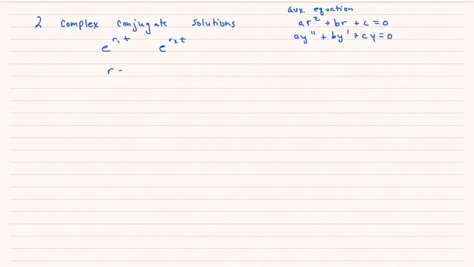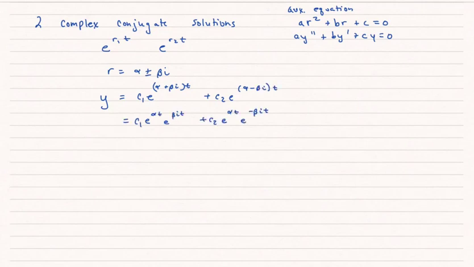Let's say my r is equal to alpha plus or minus beta i, where alpha is the real portion and beta is the imaginary portion. So that means my solution, if I model this after what I did with two real solutions, would be c1 e to the alpha plus beta i, all multiplied by t, plus c2 e to the alpha minus beta i, all multiplied by t. If I remember my exponent rules, I can rewrite it like this. And then finally I see I can factor out that e to the alpha t.